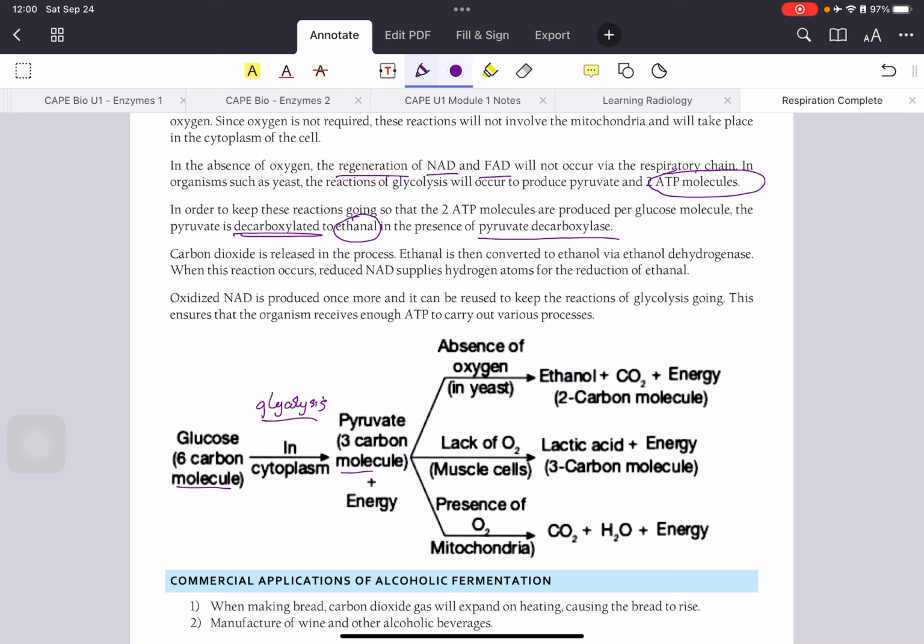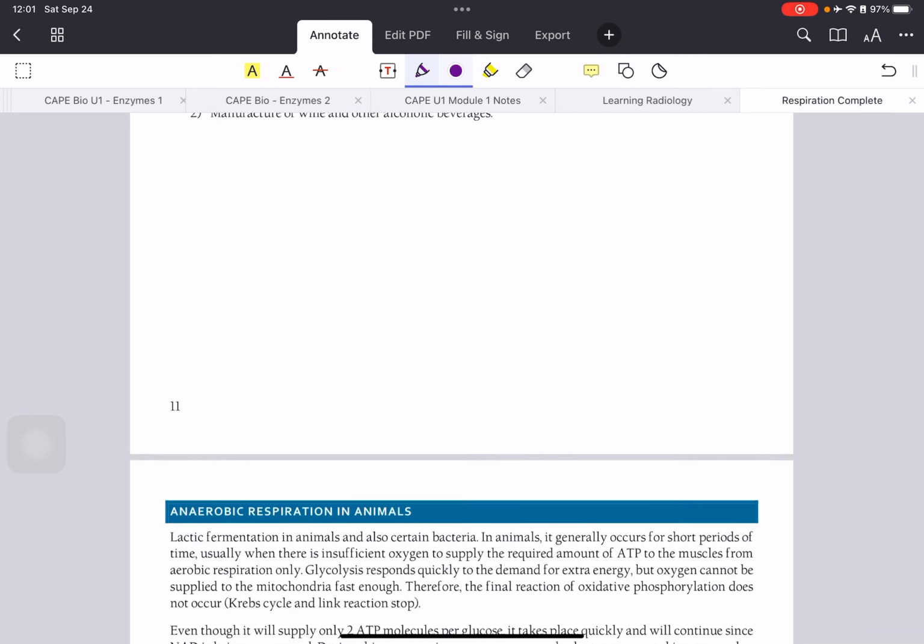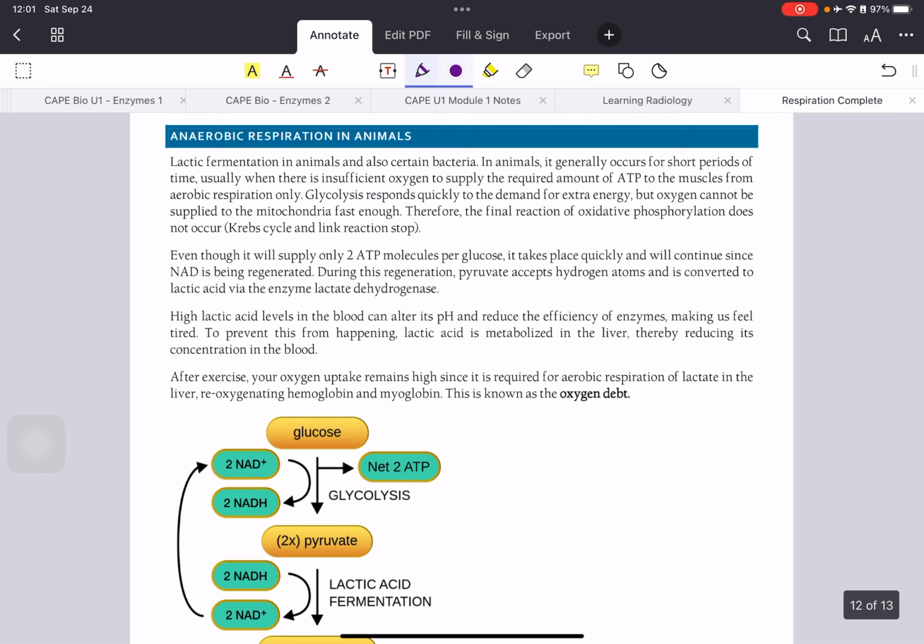And then pyruvate now, in the yeast cells, undergoes alcoholic fermentation. It makes ethanol plus carbon dioxide, and then you get energy. Right, so the carbon dioxide in alcoholic fermentation is what makes bread rise as well, right? So that is an application of alcoholic fermentation in yeast. That's how bread is made, right? That's how bread rises. Now let's take a look at anaerobic respiration in animals.